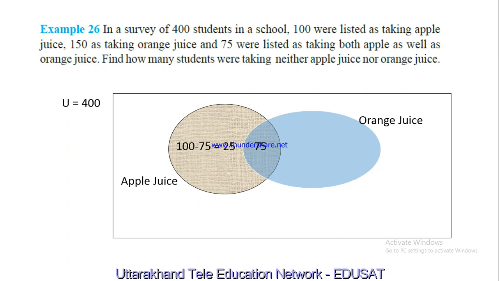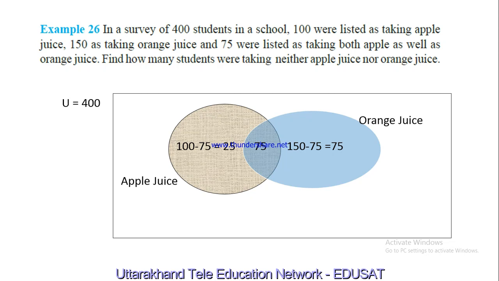Now you know already in the question it has been given that 150 students are taking orange juice. Out of them, 75 fall in the overlap area. We have mentioned that there are 75 students in the overlap area. So naturally the remaining number of students in the pure blue area to your right would be 150 minus 75 equal to 75. How to check it? Add up the overlap and the pure blue area.